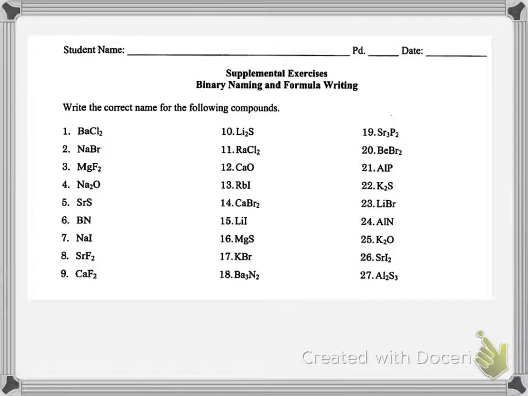Part of your assignment is this worksheet, and all of these are binary ionic compounds of the type that you just learned about. So the first one, BaCl2, would be barium chloride. Now you do the rest of these.